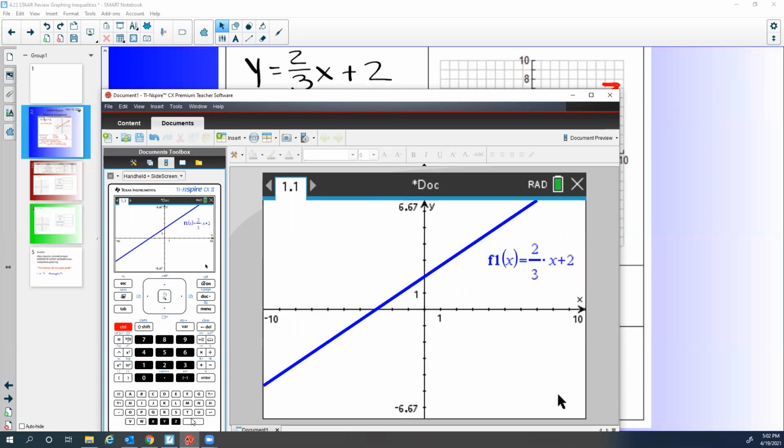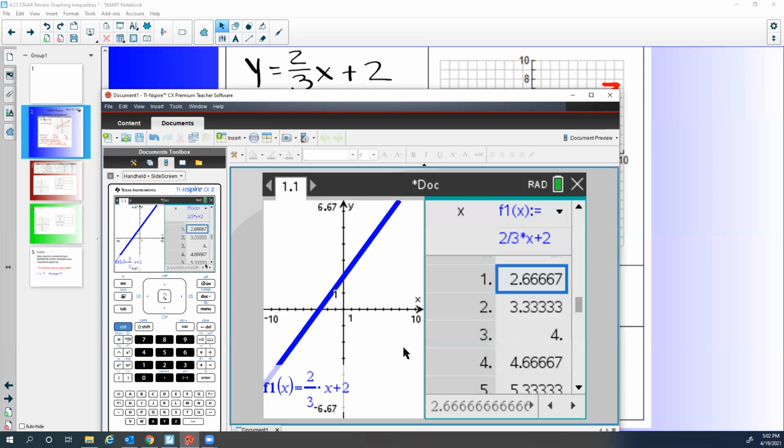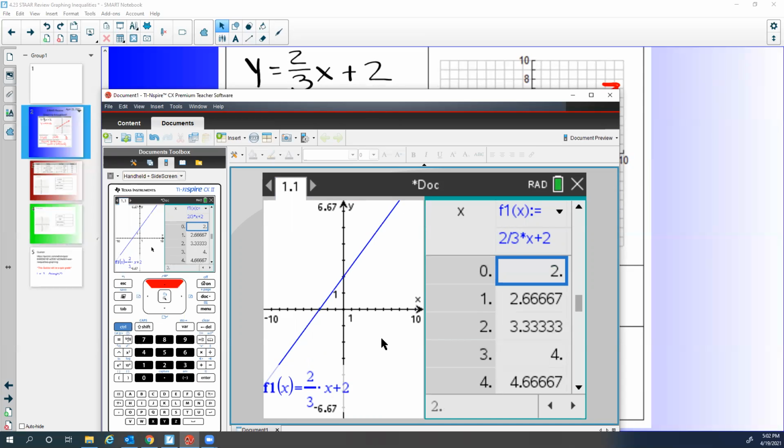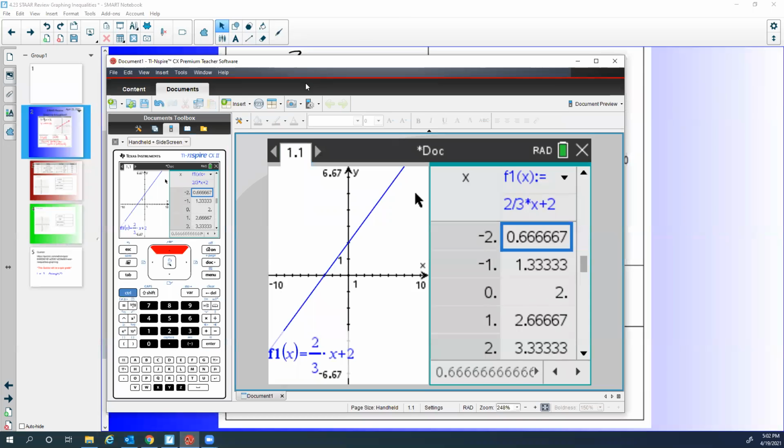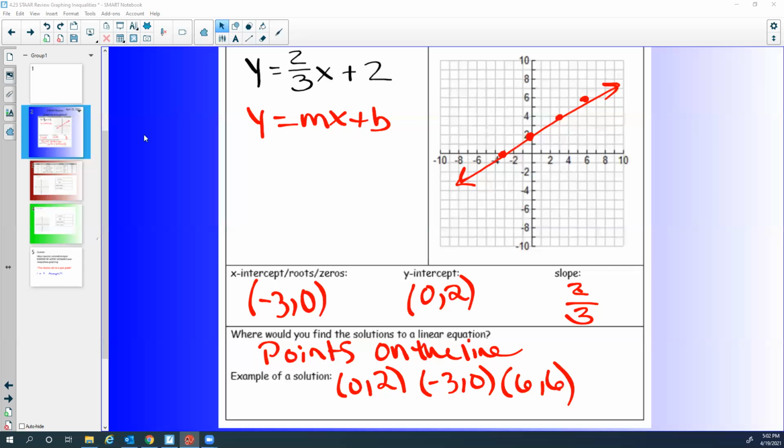If I press Control T, that allows me to look at my table and see all my coordinates. I can go up and see that my y-intercept is (0, 2). I can go to where we said my x-intercept is, (-3, 0), and see that coordinate. So that's how you graph by hand and in your calculator.